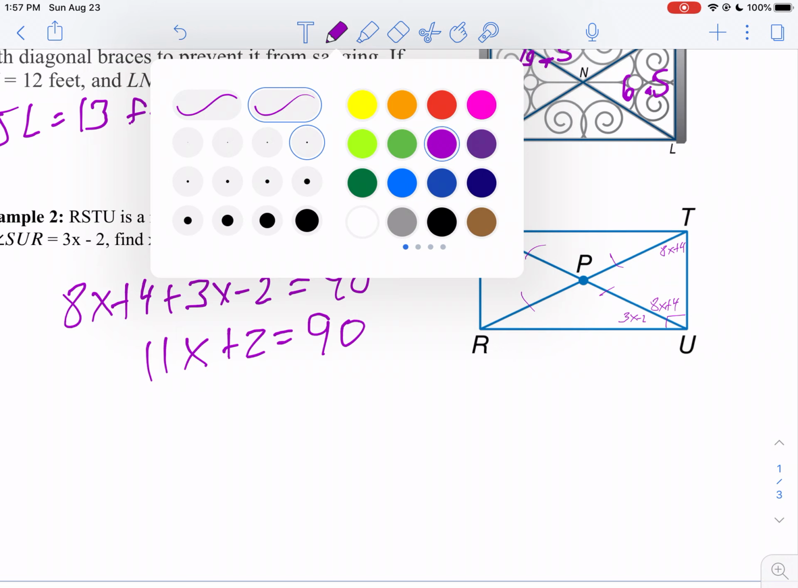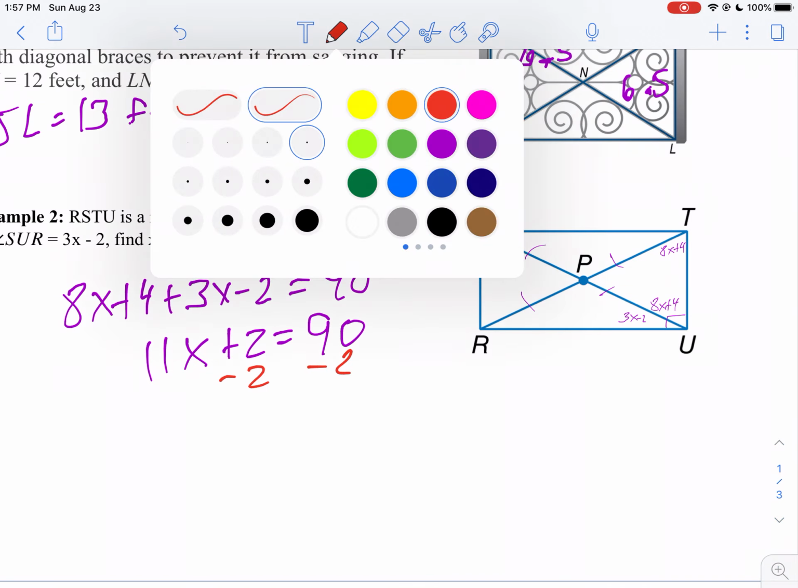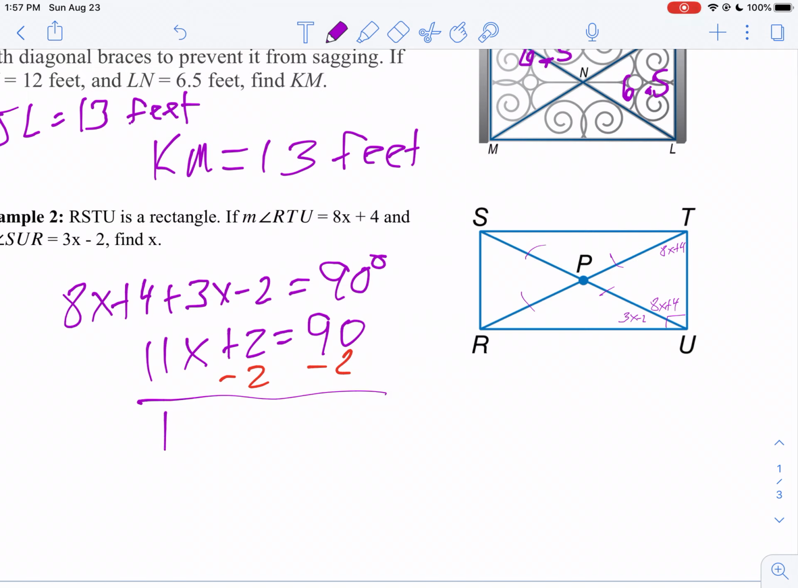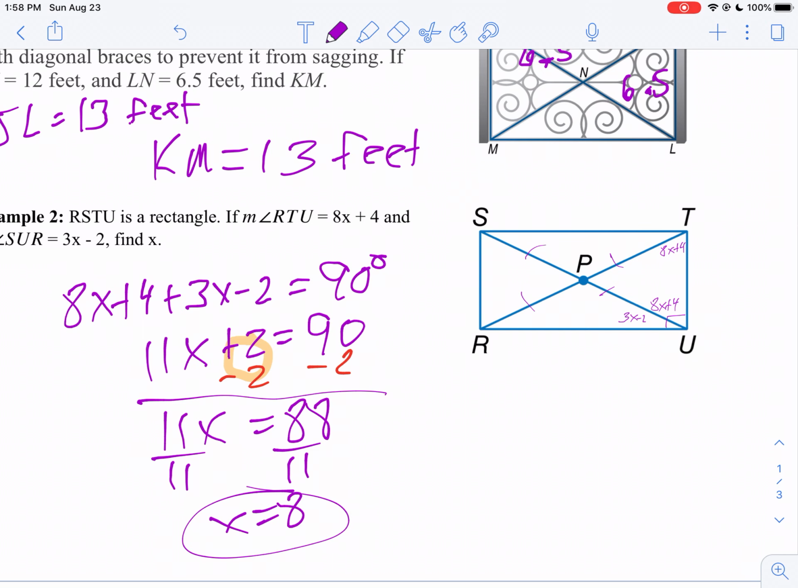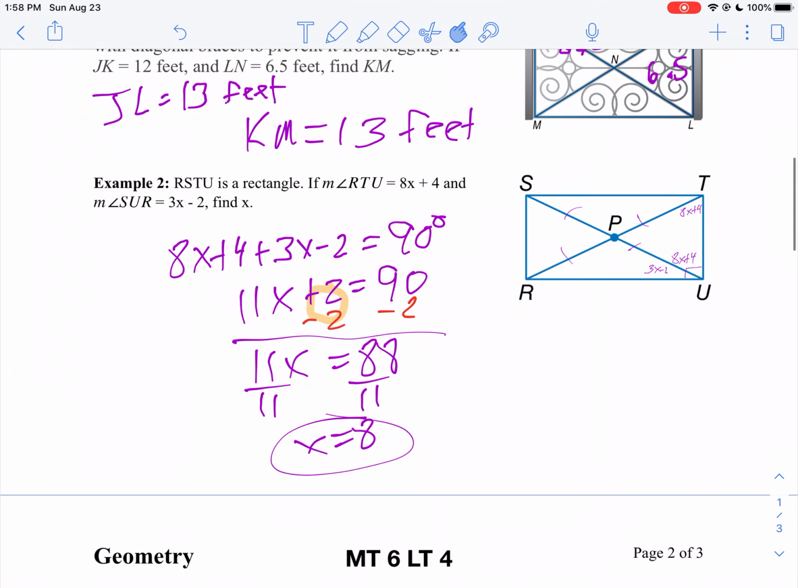Now we'll solve the equation. Let's subtract 2 from both sides. Bring down the 11x. Remember, 2 minus 2 makes 0, equals 88. Divide both sides by 11. X equals 8. And that's all we're supposed to find on this question. It just says find x. It doesn't say go back and find the other angles. So we don't have to do more work on this one.